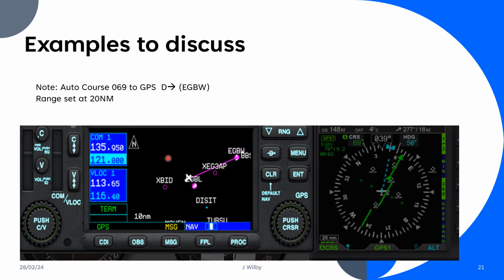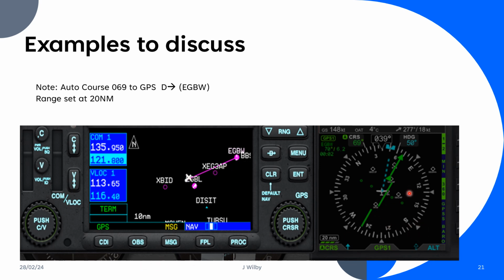And just one last example here, showing this time GPS selected on the CDI here and the auto course pointing that GPS at 069, which you can see here as well. So if I was on the GPS mode now, it would quite happily follow that magenta line for me as long as the autopilot is also on heading.